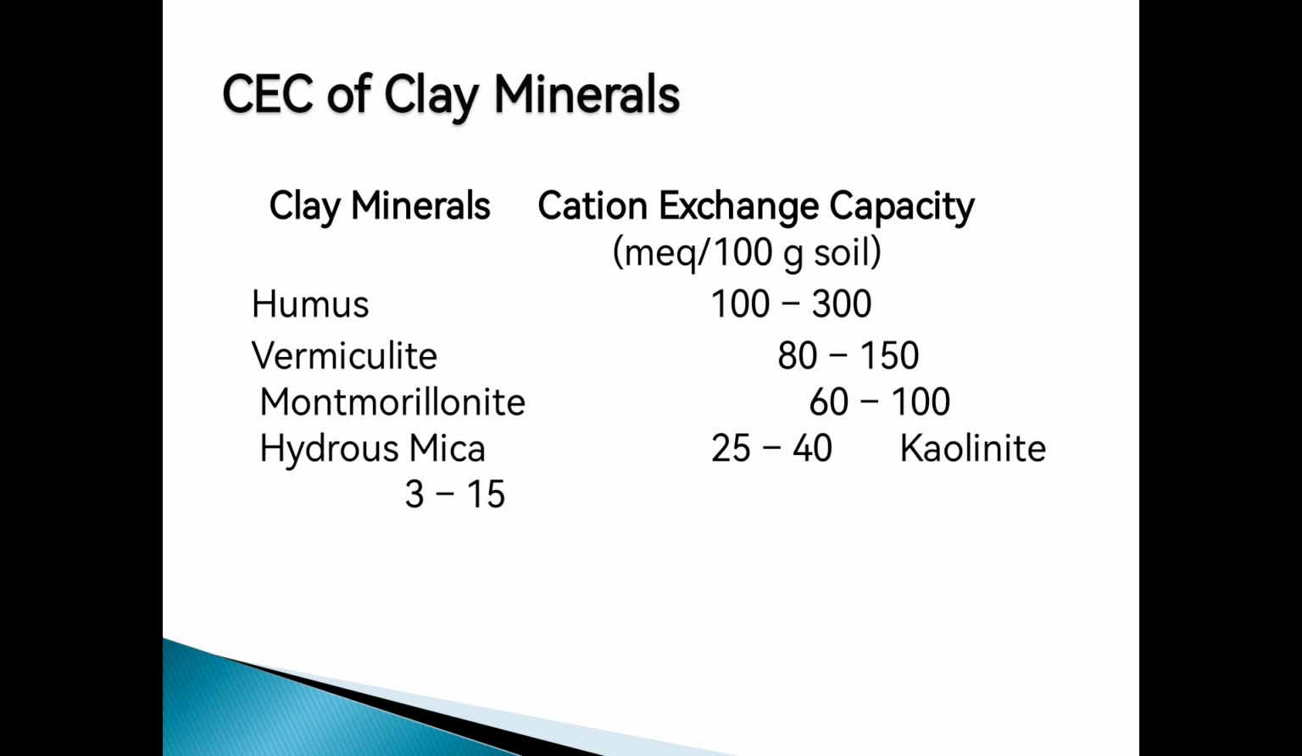And this is also the CEC of clay minerals. So we have humus with a higher CEC, 100 to 300. Vermiculite is around 80 to 150. Montmorillonite is 60 to 100. The hydrous mica is 25 to 40. And the kaolinite is 3 to 15. So kaolinite is lower. Humus is the highest, followed by vermiculite.